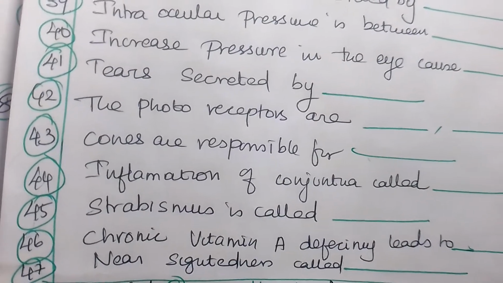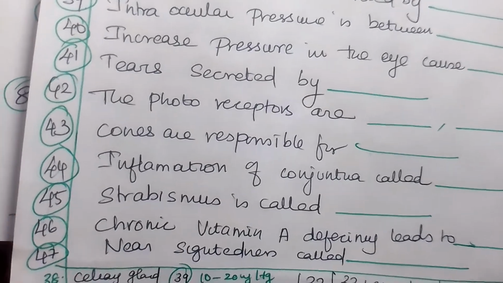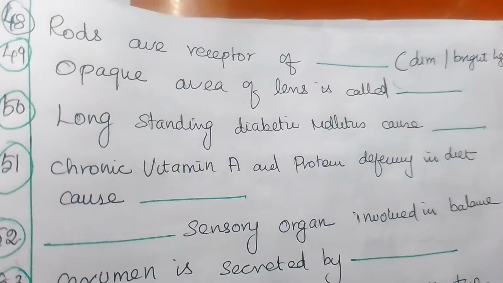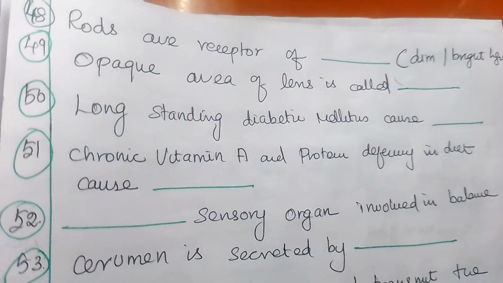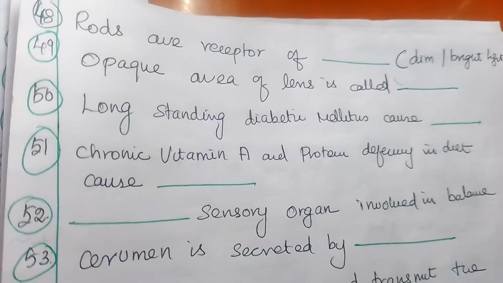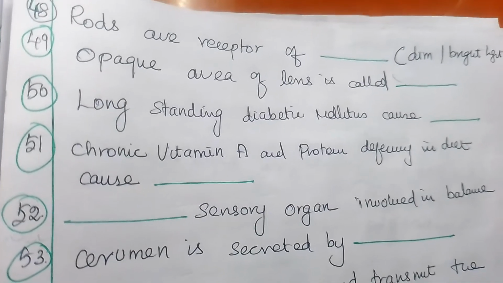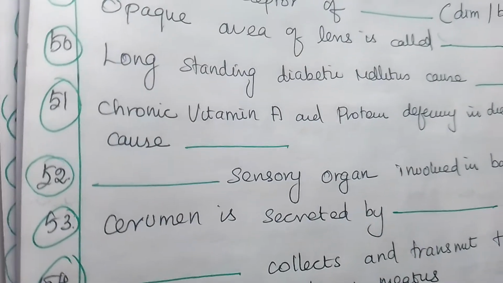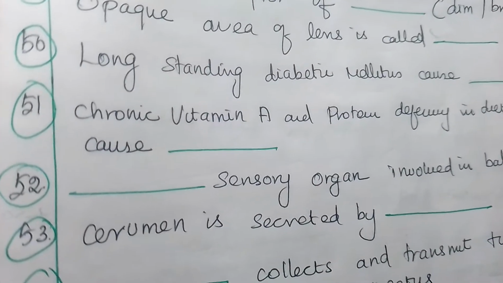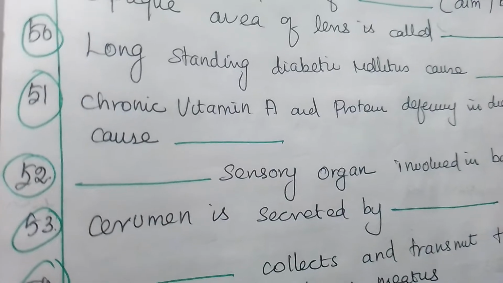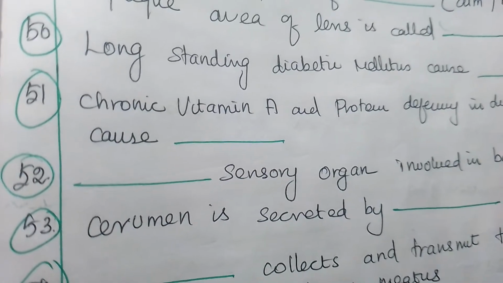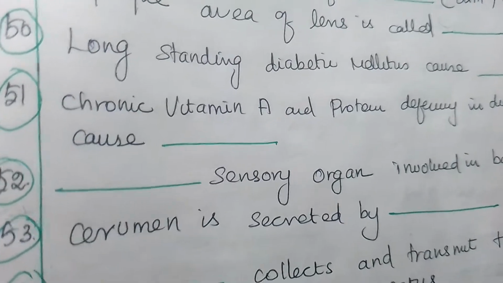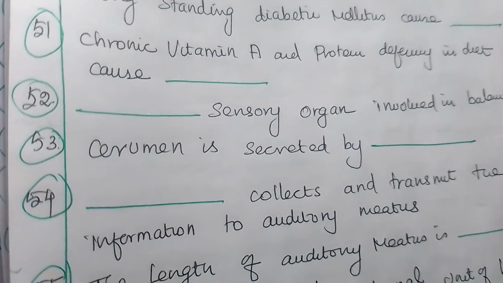Nearsightedness is called what? Dash. It is called myopia. Rods are the receptors of dim light. Opaque area of the lens is called cataract. Long-standing diabetes mellitus causes diabetic retinopathy. Chronic vitamin A and protein deficiency in a diet causes keratomalacia or night blindness.